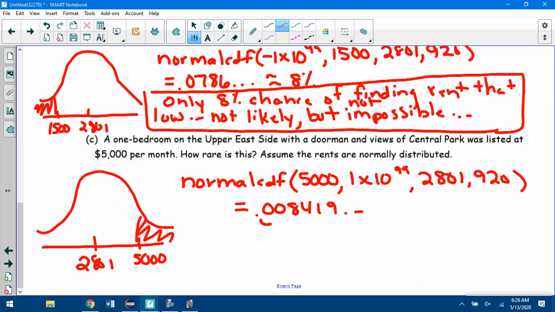So look at that, it's only a 0.8% chance. So to find rent that high would be very rare. 0.8% is pretty low chance.